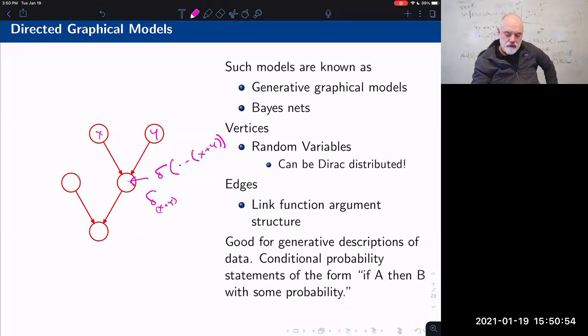Edges indicate the link function argument structure, which is to say that if this is, for instance, mu and this is sigma, this variable x might be distributed normal mu sigma squared.